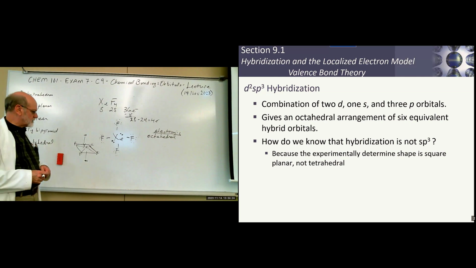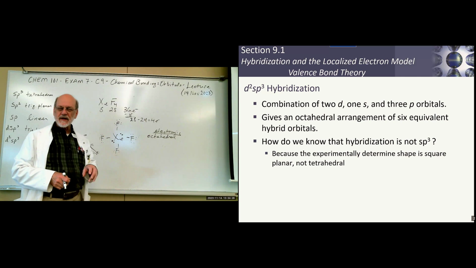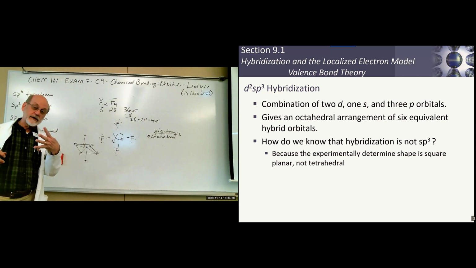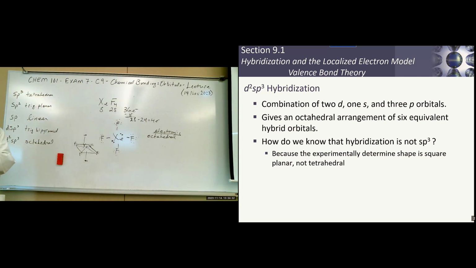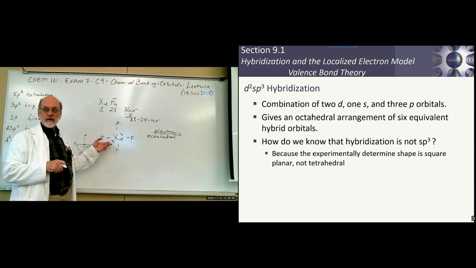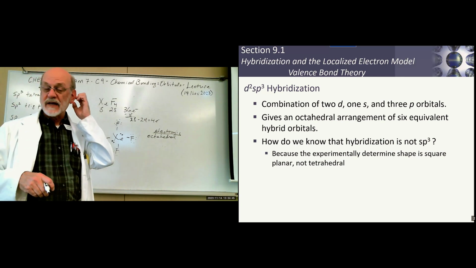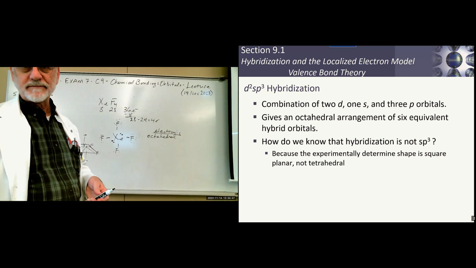We know that if we're just looking at the 4 bonds and we say, oh, that's got to be sp3 because we only need 4 bonds, that's not true, because experimental evidence says the bond angle is not 109.5. The bond angle is 90 degrees. So we know sp3 can't be it, right? The evidence doesn't support it.